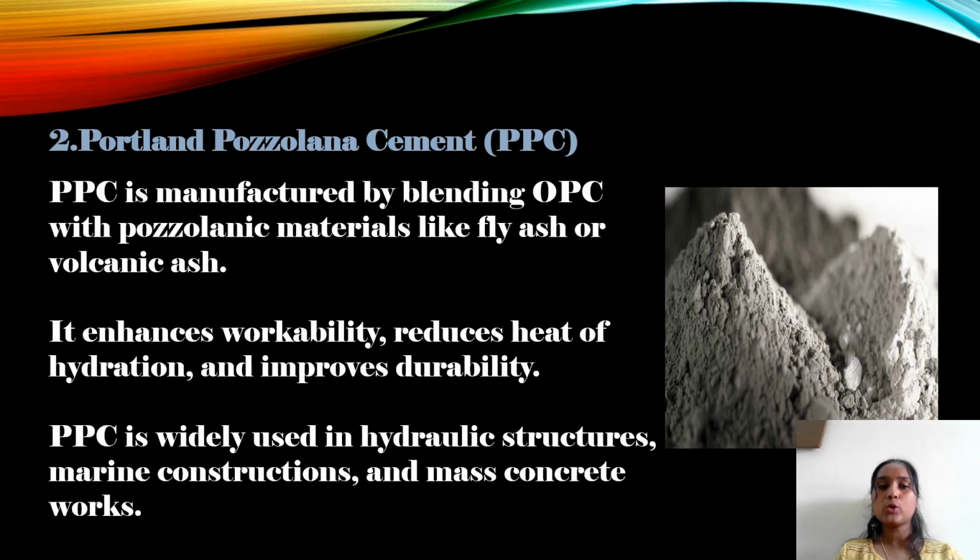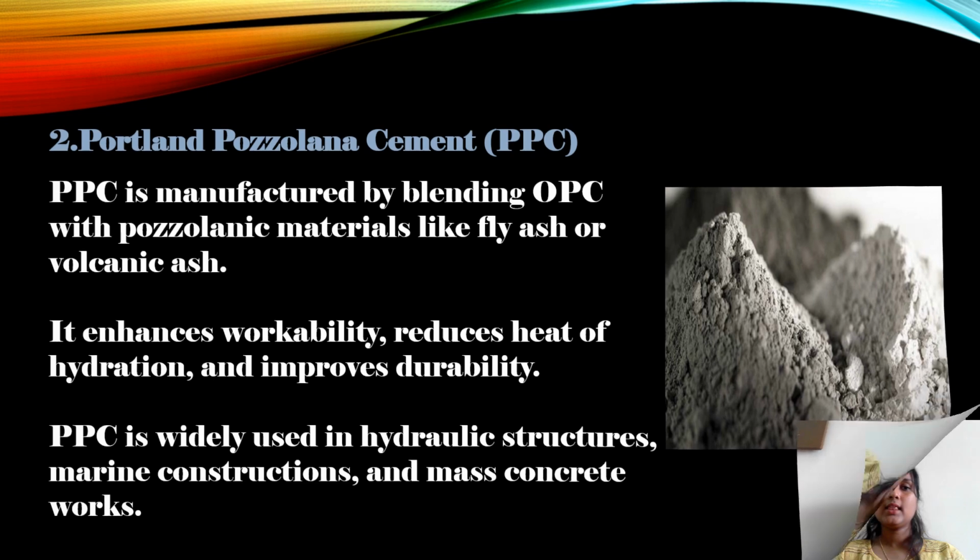Second one is Portland Pozzolano cement, PPC. PPC is manufactured by blending OPC with pozzolanic materials like fly ash or volcanic ash. It enhances workability, reduces heat of hydration, and improves durability. PPC is widely used in hydraulic structures, marine construction, and mass concrete works.